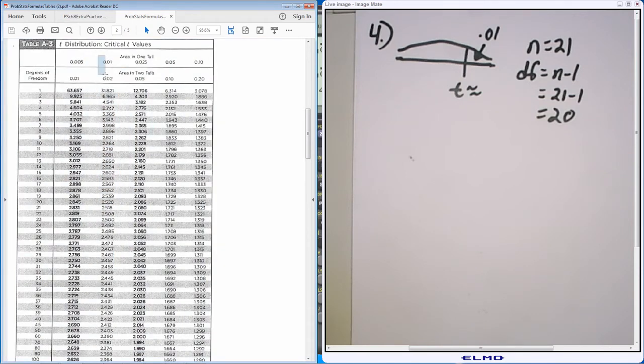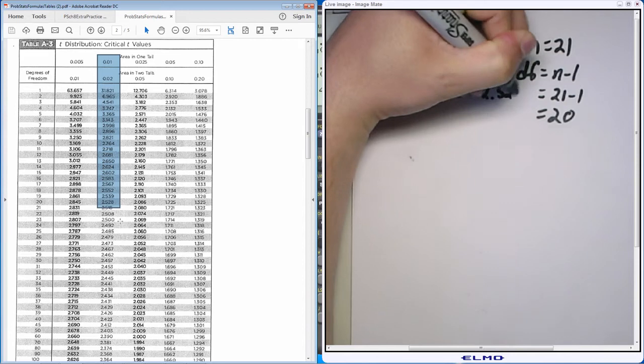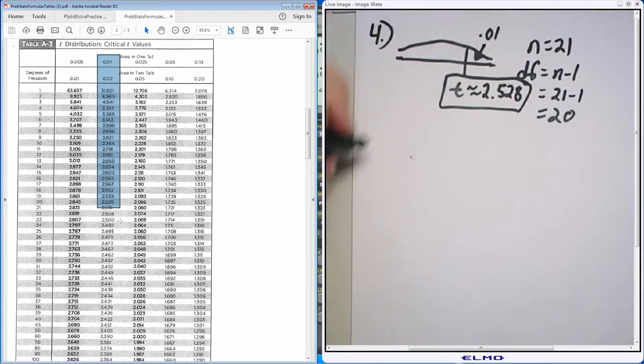I didn't draw it just far enough. Here we go. And I get the answer of 2.528. That is the answer. Since it's on the right side, I don't have to add a negative.